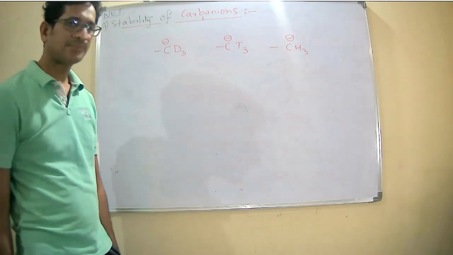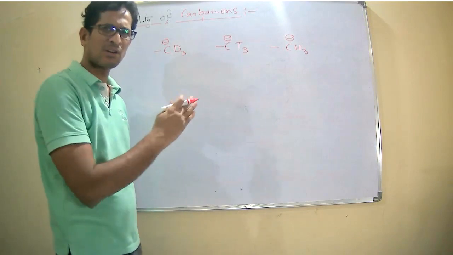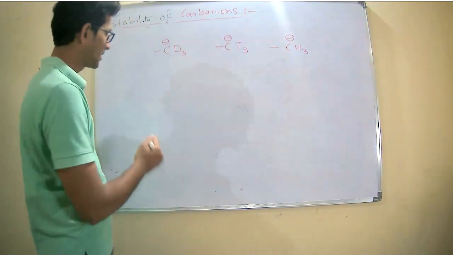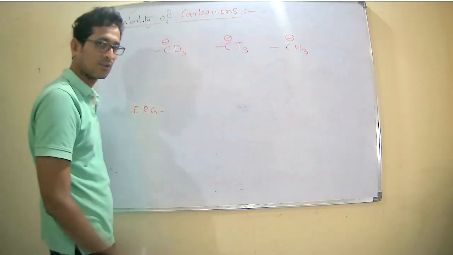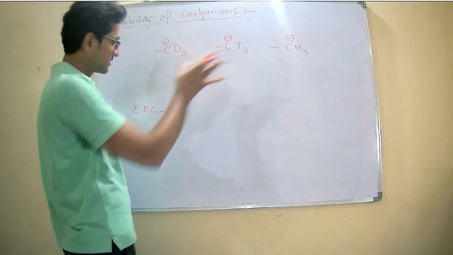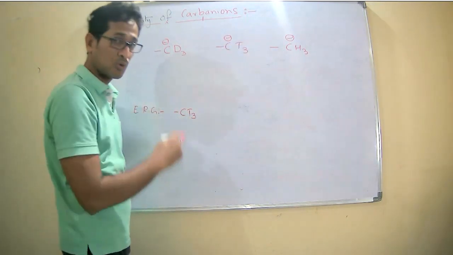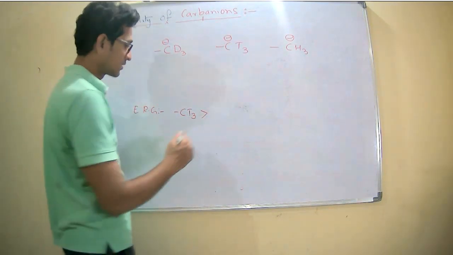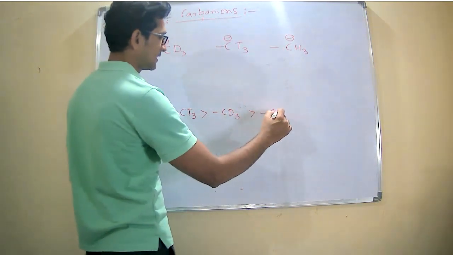Right, see here. Generally, these three are electron releasing groups. We discussed the orders. The electron releasing property of these three is such that CT3 is a stronger electron releasing group than CD3, and finally CH3.